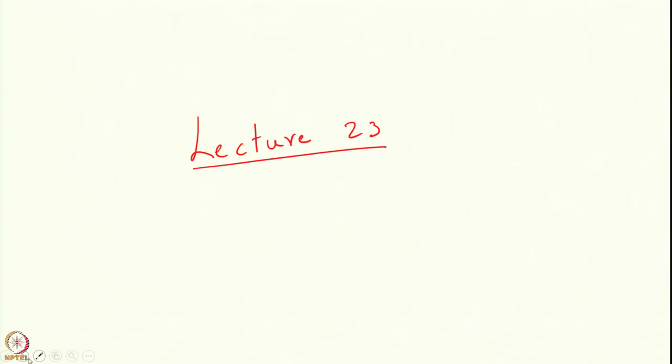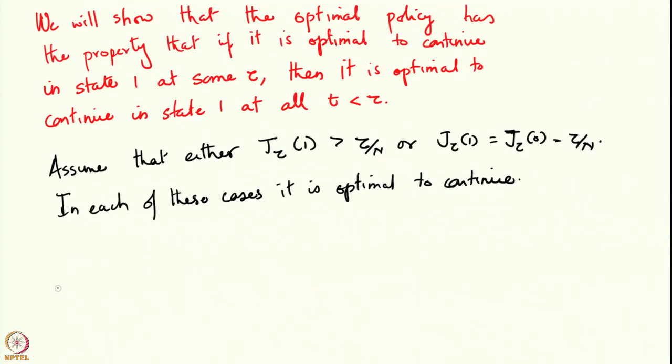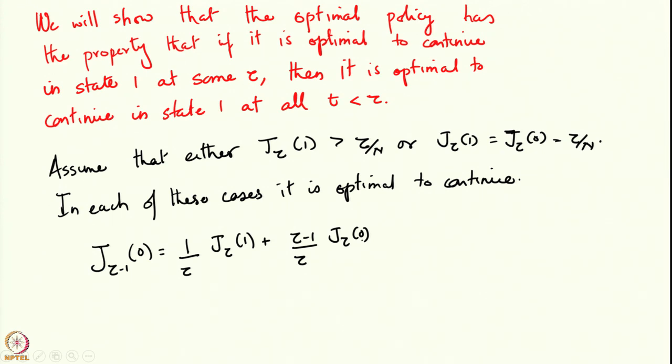So if I write this for t equal to tau minus 1, I get J_{tau-1}(0) equals 1/tau J_tau(1) plus (tau-1)/tau J_tau(0). Now remember, we have assumed here that J_tau(1) is either greater than tau/n or equal to tau/n.